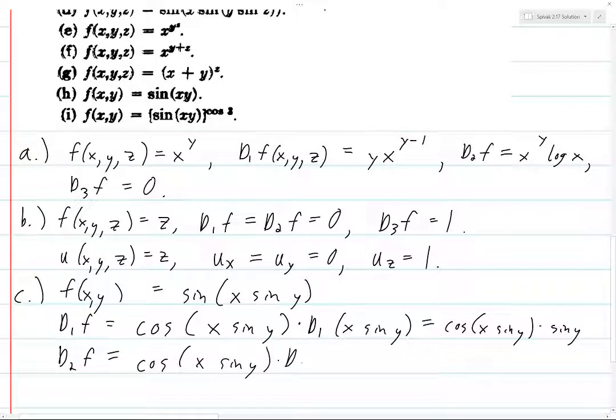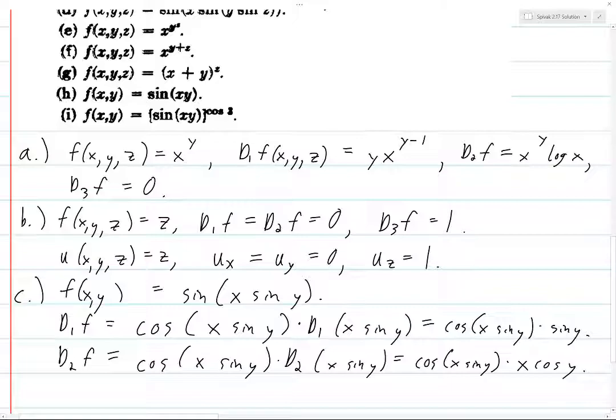We multiply by d2 of x sine y. This is just the chain rule again, but here we have d2 instead of d1. So this will become cosine x sine y. And now when we take the derivative of x sine y with respect to y, x is just a constant, and when we take the derivative of sine of y, we get cosine of y. So there we go.